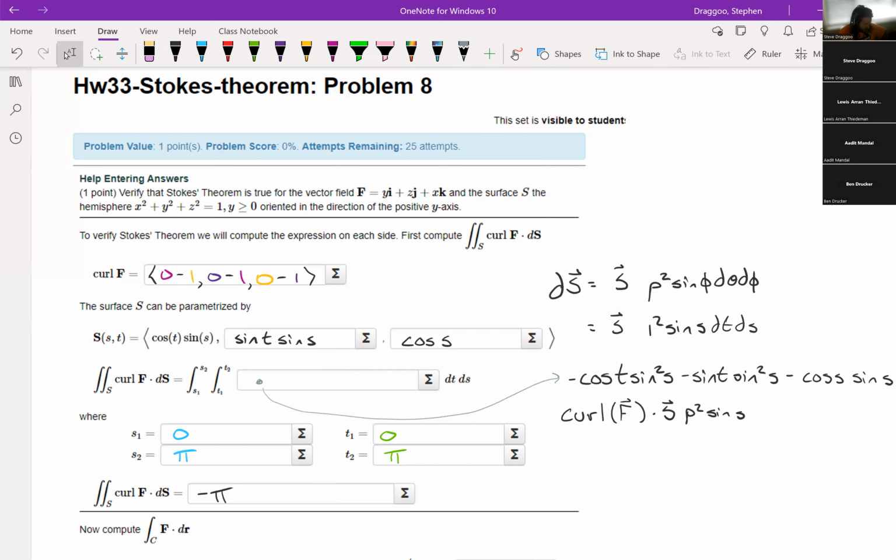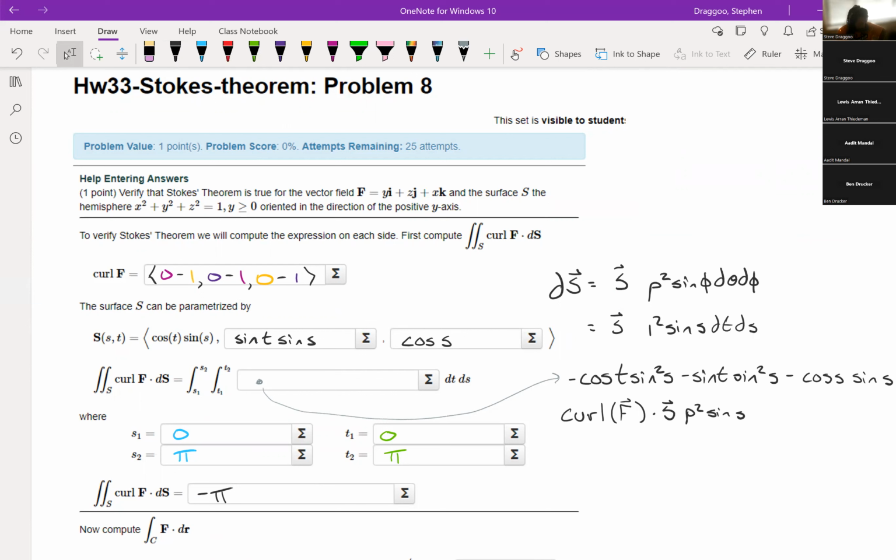So verify that Stokes' theorem works for the field provided and the surface S, which is the hemisphere. Again, it's going to be the unit sphere, but this time I'm going to take the right half because I've got y is greater than or equal to 0. So I'm going to set up a parameterization of the surface. Since it's a sphere, I'm going to use spherical coordinates as my guide for creating this particular parameterization.